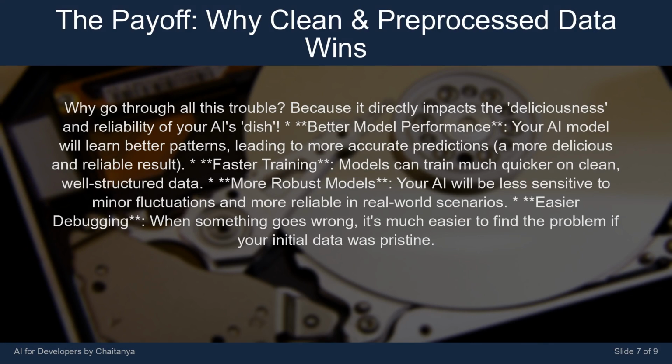Why go through all this trouble? Because it directly impacts the deliciousness and reliability of your AI's dish. Better model performance. Your AI model will learn better patterns, leading to more accurate predictions, a more delicious and reliable result. Faster training. Models can train much quicker on clean, well-structured data. More robust models. Your AI will be less sensitive to minor fluctuations and more reliable in real-world scenarios. Easier debugging. When something goes wrong, it's much easier to find the problem if your initial data was pristine.